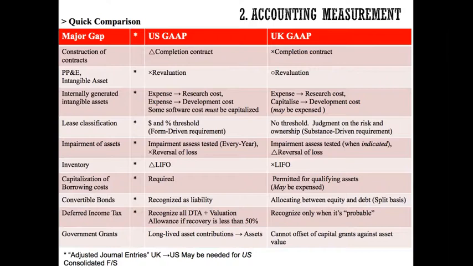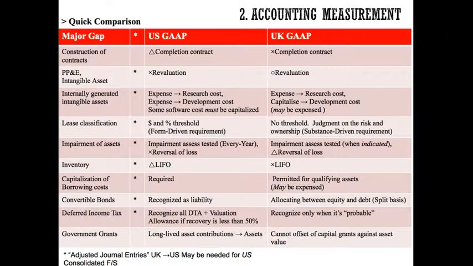Now let's talk about the major GAAP differences between the US and the UK. To make this simple, please note UK GAAP is much closer to IFRS, so this comparison is almost like comparing the US and IFRS. As indicated at the bottom, if a difference is significant in amount or quality, the company has to include adjusted journal entries from UK to US GAAP.